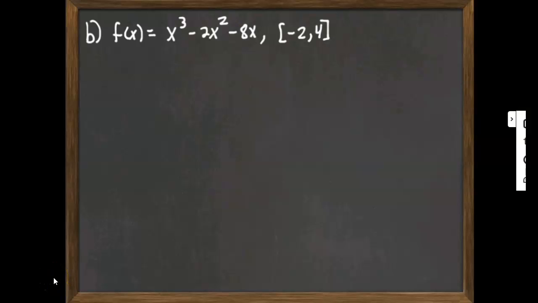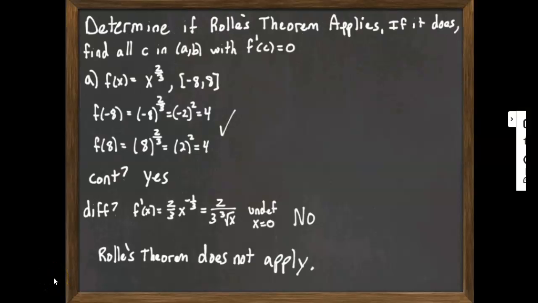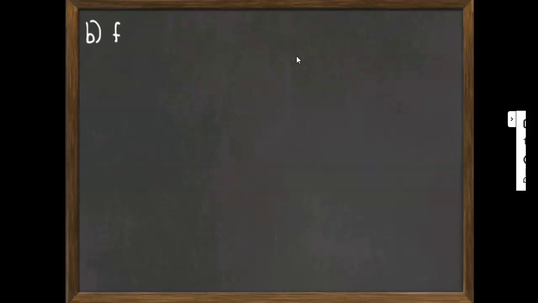Just like the last example that we did, we're asked here to determine if Rolle's theorem applies, and if it does, find all the values in the interval where f prime of c is 0. Here our function is f of x equals x to the third minus 2x squared minus 8x, and we're on the interval from -2 to 4.